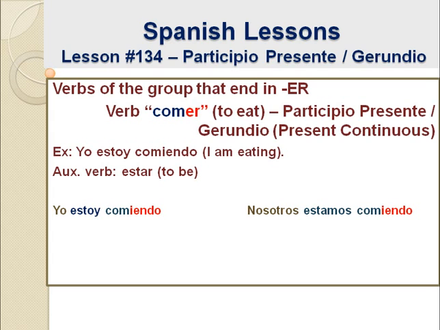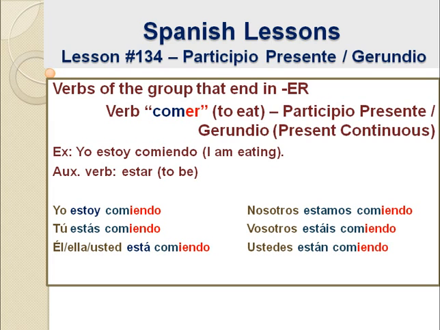Yo estoy comiendo. Tú estás comiendo. Él está comiendo. Nosotros estamos comiendo. Vosotros estáis comiendo. Ustedes están comiendo. Ellos están comiendo.